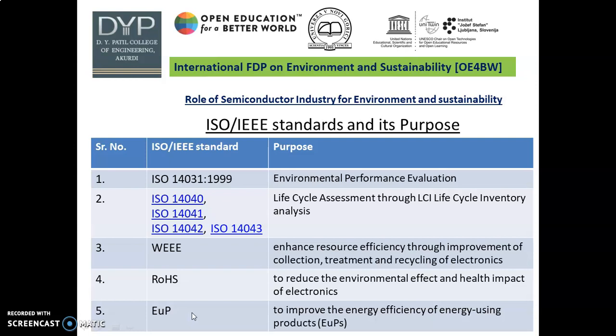Similarly, the fifth agency, that is eco-design of energy using products, is to improve the energy efficiency of energy using products. It thus contributes towards reaching the European Union's targets for climate protection. So the main aim of EuP is climate protection, and it will improve the energy efficiency of energy using products, that is EuPs. So these are the various standards with their purpose, used especially to analyze the data and control the different hazardous effects on the environment.